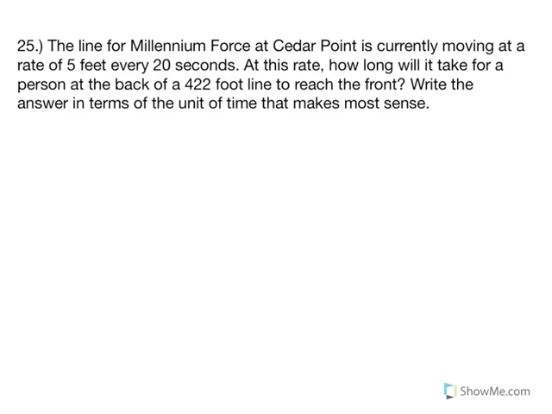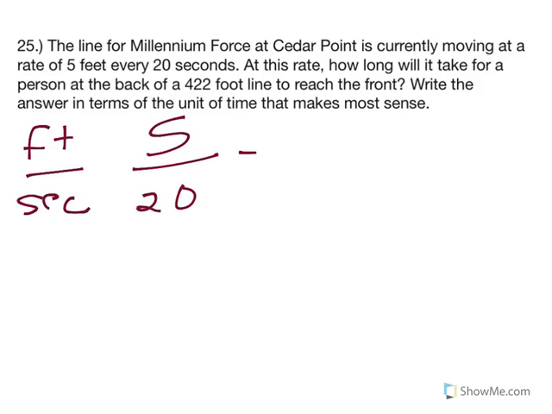And the last one for this one. The line at Millennium Force, which I have ridden, shocker because I hate heights, is currently moving at a rate of 5 feet for 20 seconds. So we are talking feet to seconds. So 5 feet for 20 seconds is our initial ratio. At this rate, how long is time, so that's what's going to go on the bottom, will it take for somebody at the end of a 422-foot line? Well, now I can cross multiply.